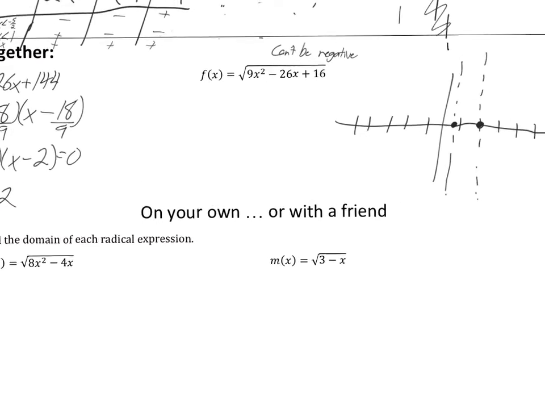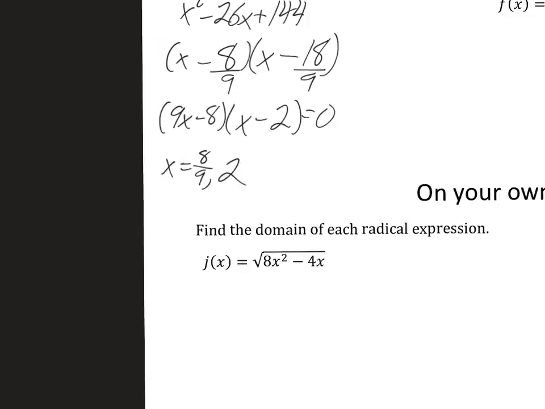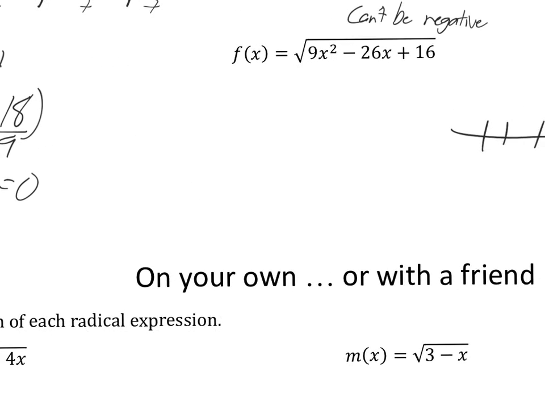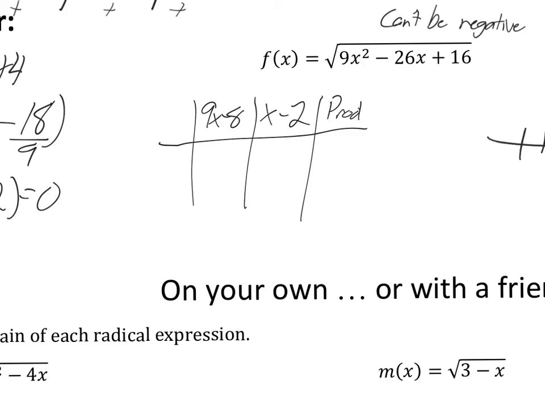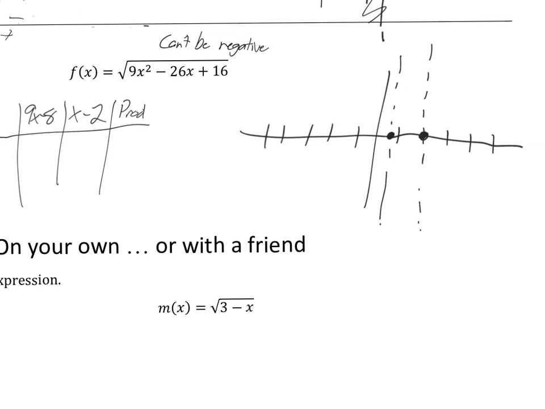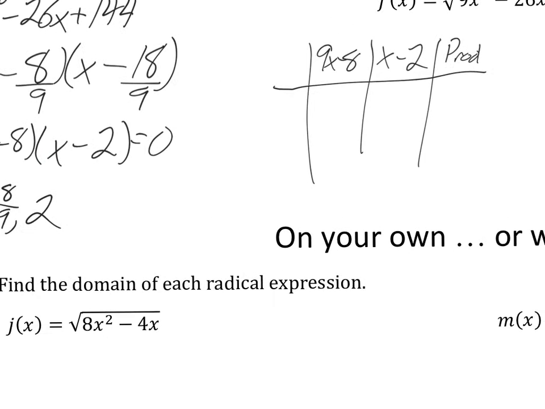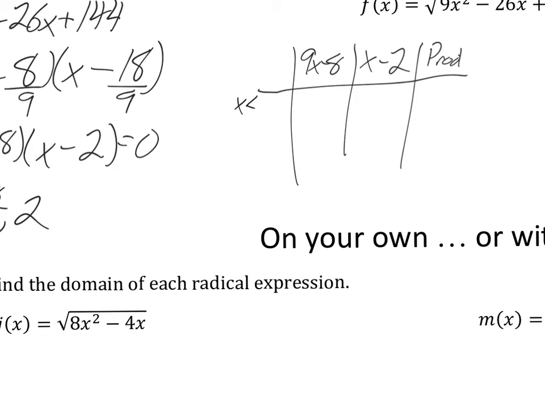Now we are going to make a sign chart. So looking back over here, we have 9x minus 8. I'm going to write down 9x minus 8, and then x minus 2, and the product of those two. Looking back over here, we have our first dot at 8/9. So I want x where it is less than 8/9. We could put 0. That would give me a negative there and a negative there. Negative times a negative is a positive.